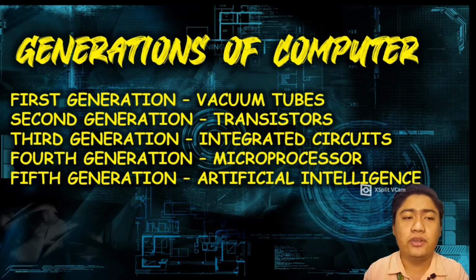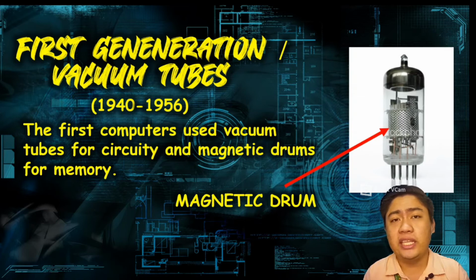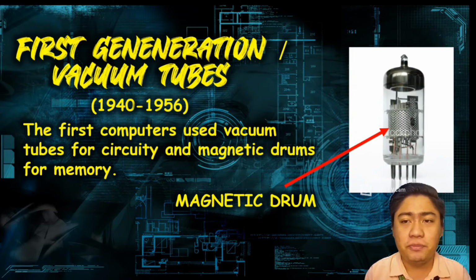So let's start first with the first generation. The first generation was the vacuum tubes, from 1940 to 1956. The first computers used vacuum tubes for circuitry and magnetic drums for memory. A magnetic drum is a metal cylinder coated with magnetic iron oxide material on which data and programs can be stored. Magnetic drums were once used as a primary storage device.